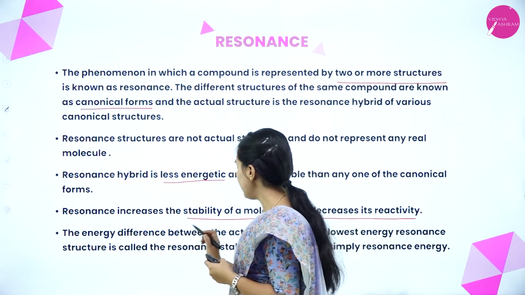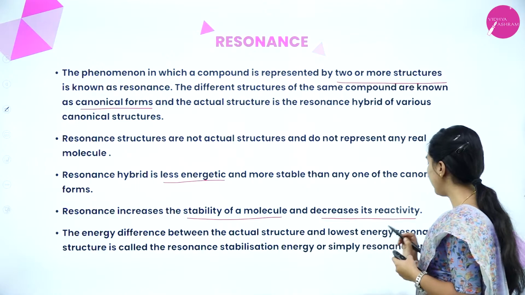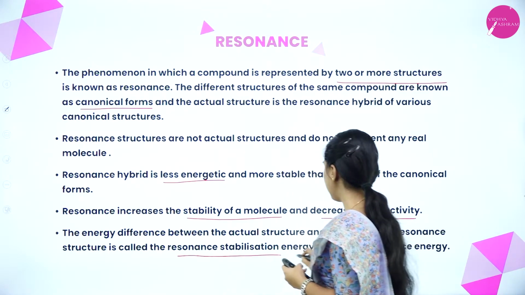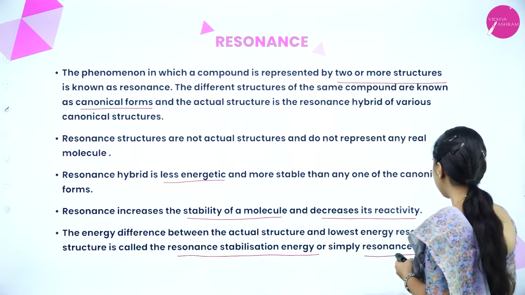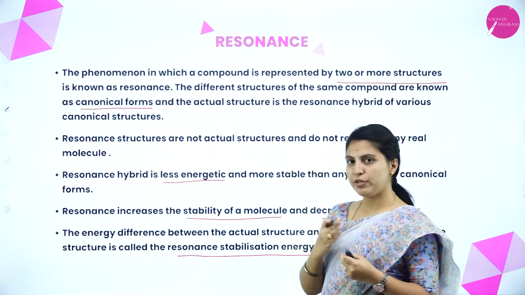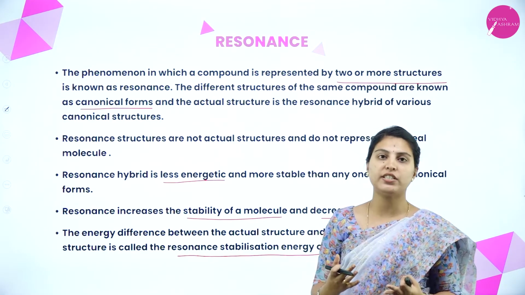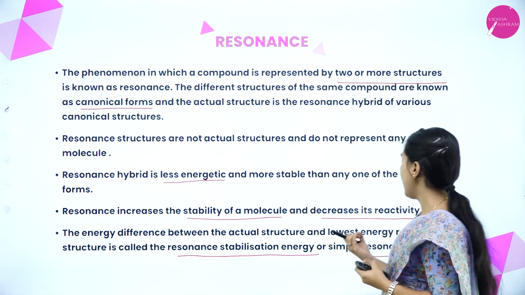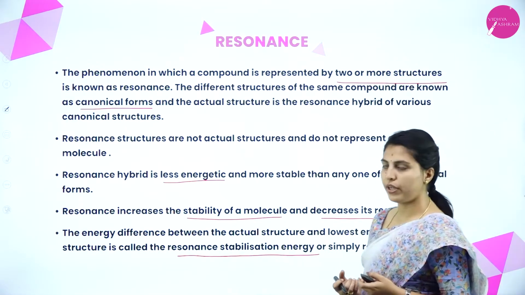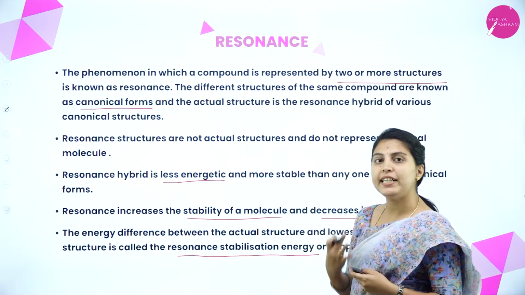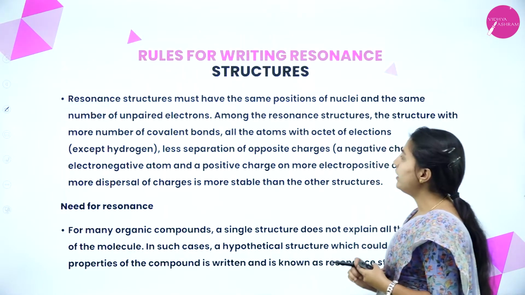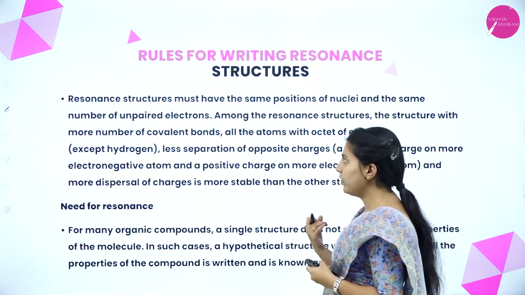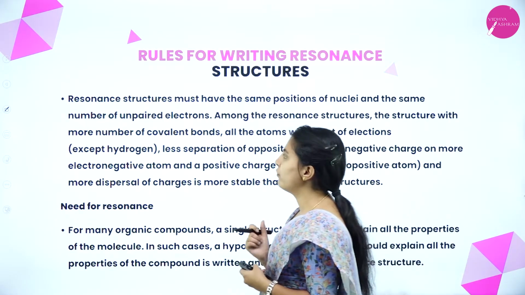The energy difference between the actual structure and the lowest energy resonance structure is called the resonance stabilization energy, or simply resonance energy. The difference between the actual structure and the resonance structure will be called resonance stabilization energy, or the resonance energy. Okay, this is the complete introduction part of resonance and the rules for writing resonance structures. How you have to write the different kinds of canonical forms.